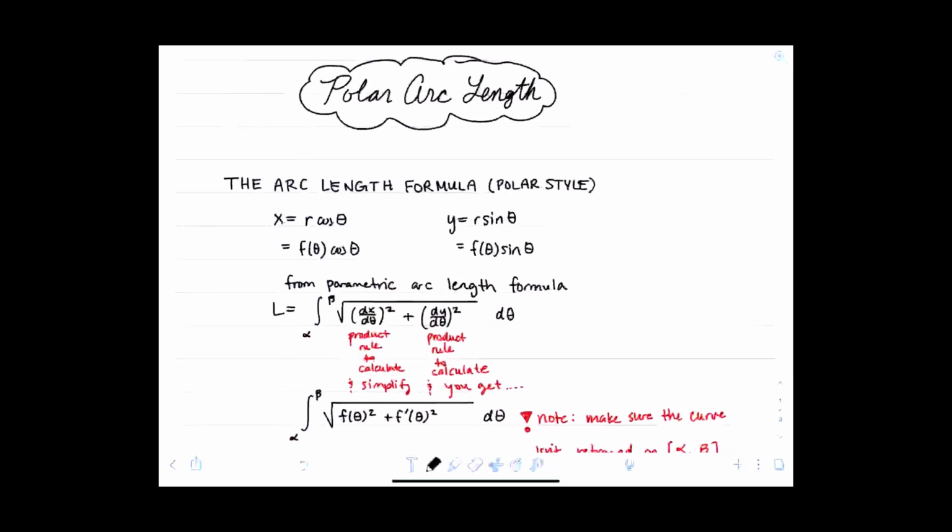Guys, welcome back. Today we're going to be going over the easiest little arc length formula you've ever seen, the polar arc length formula. So let's take a look at where it comes from.